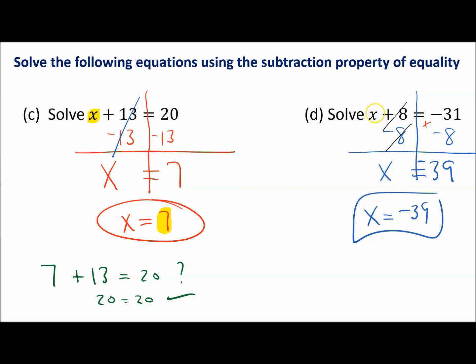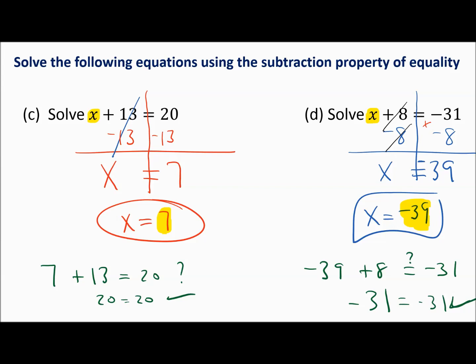So again, what am I doing? I'm substituting x with the value that I got for x. So I have negative 39 plus 8. Is that really equal to negative 31? And it is. Remember, when you add opposite signs, you actually subtract the numbers and keep the heavier sign. So 39 minus 8 is 31. The heavier one is negative. And I get negative 31 equals negative 31. So that's a check mark.